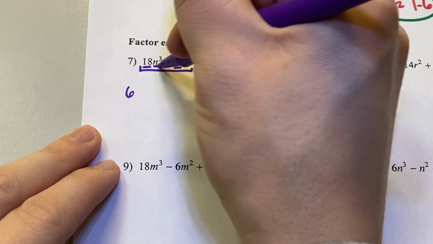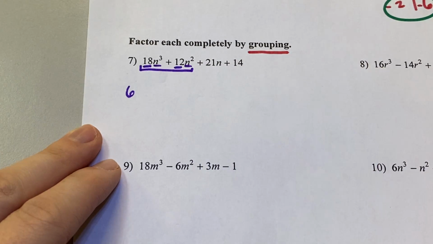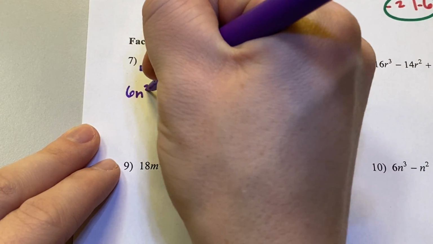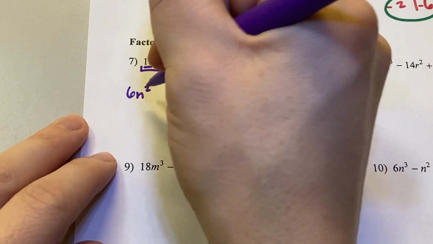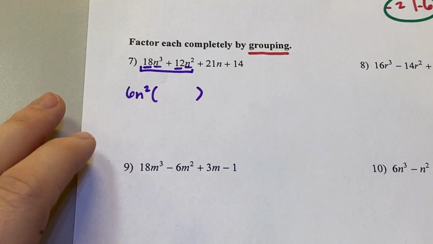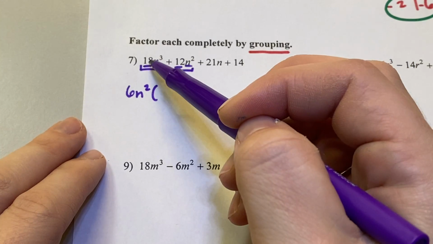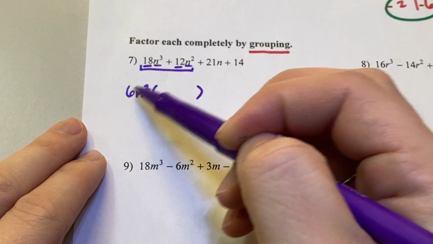Now look at your variables. 3 n's here, 2 n's there. How many can I take? 2. I can take the smaller amount. So 6n squared is what I can take out of that first group. Let's figure out what's left inside. Now we take each term and divide by what we took out.